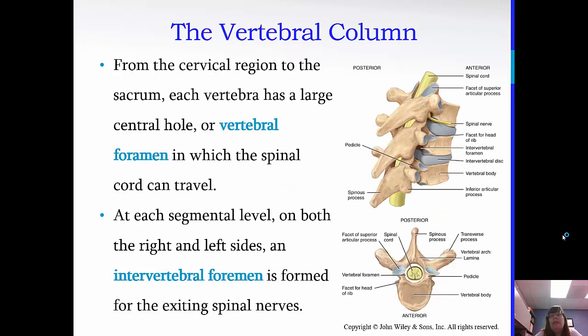So from the cervical region to the sacrum, each vertebra has that large central hole, which is called the vertebral foramen. And as I said earlier, that's where the spinal cord travels through. At each level on both the right and left sides, you have the intervertebral foramen, which, as I said earlier, the spinal nerves can come out.